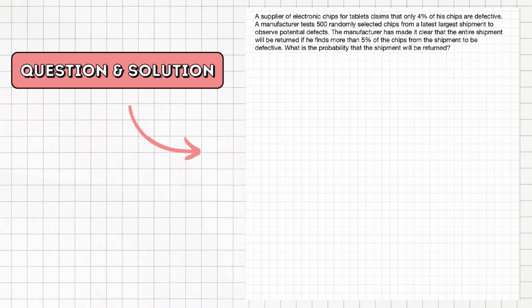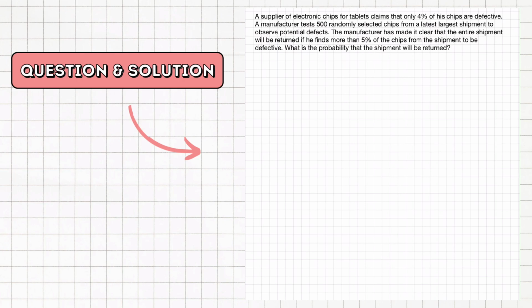The question says, a supplier of electronic chips for tablets claims that only 4% of his chips are defective. A manufacturer tests 500 randomly selected chips from the latest largest shipment to observe potential defects. The manufacturer has made it clear that the entire shipment will be returned if he finds more than 5% of the chips from the shipment to be defective. What is the probability that the shipment will be returned?